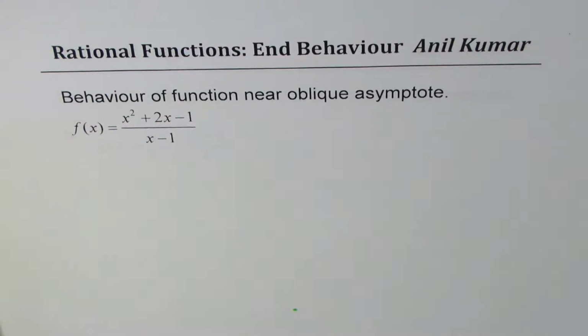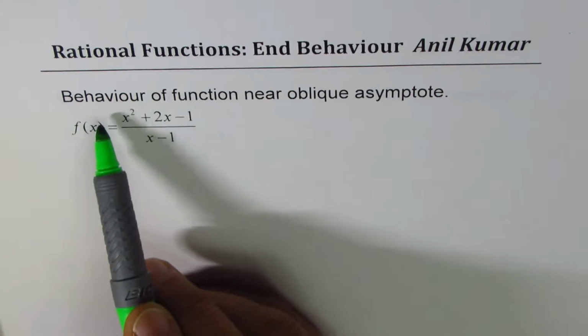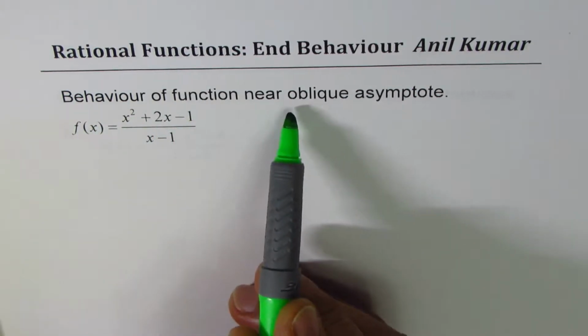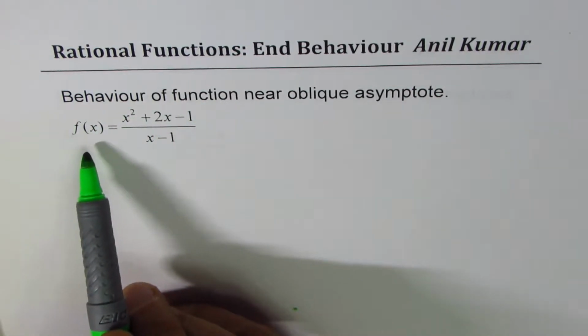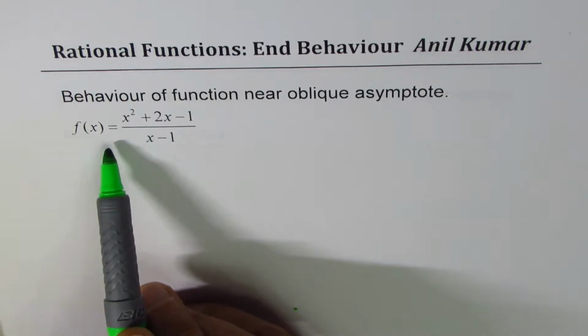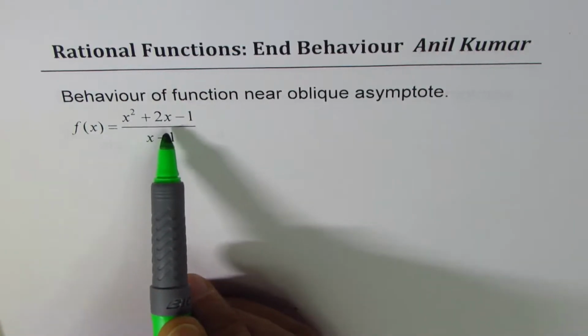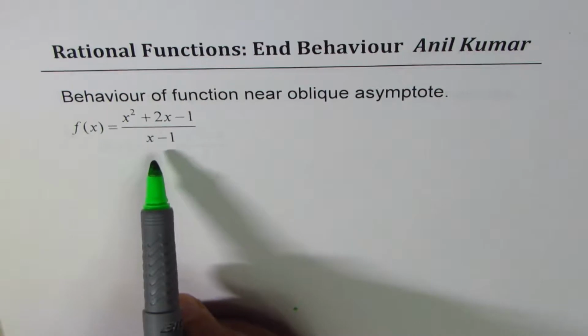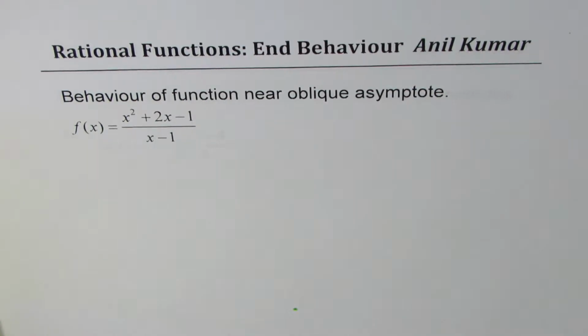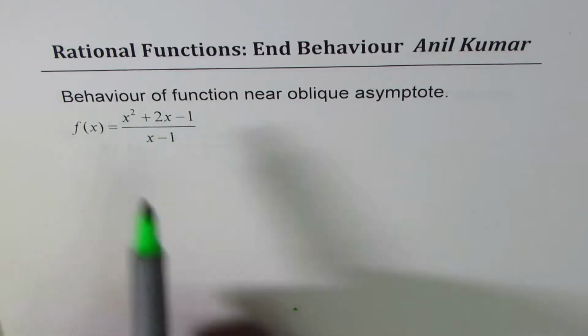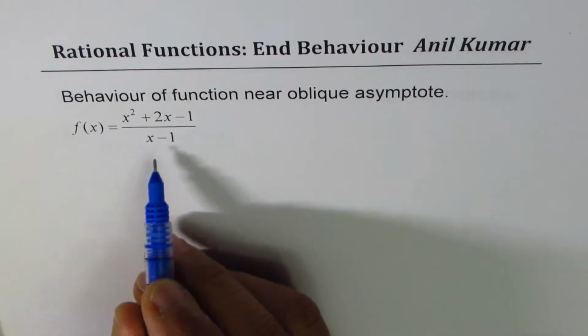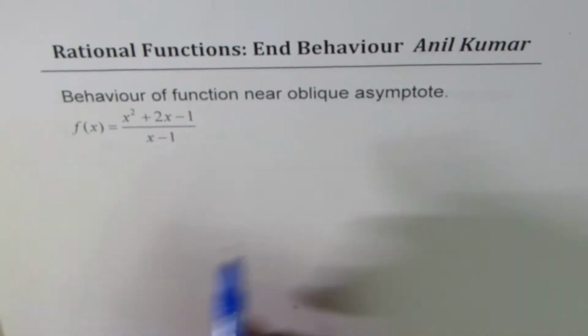We will explore the end behavior of a rational function when an oblique asymptote is there. So the question before us is the behavior of a function near an oblique asymptote. The function given to us is f of x equals x squared plus 2x minus 1, divided by x minus 1. Now, since the degree of the numerator is 1 higher, we expect an oblique asymptote, right?